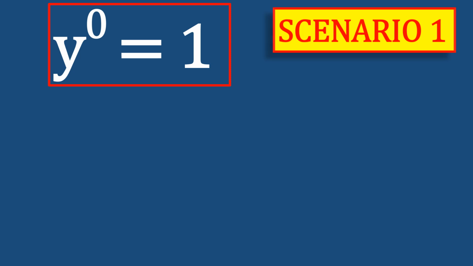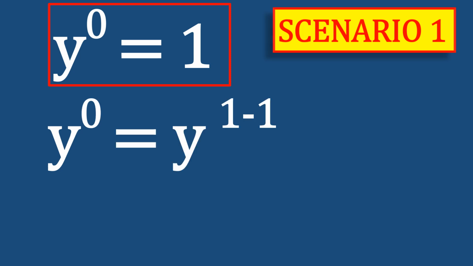Now, y raised to the power of 0 is the same as saying y raised to the power of 1 minus 1, because 1 minus 1, as we can see in this exponent, is equal to 0. All we are simply doing is rewriting that exponent of 0 as 1 minus 1.